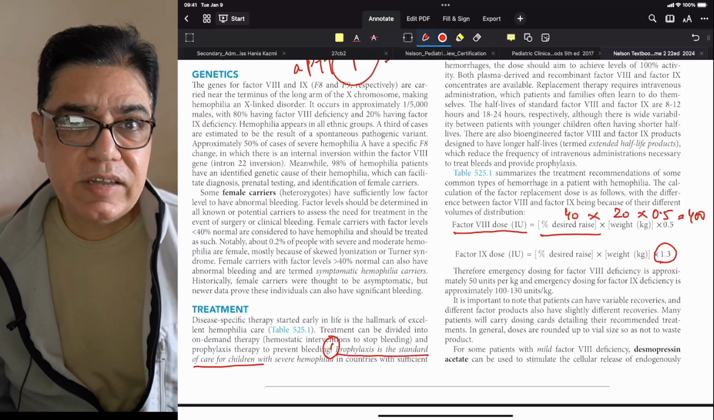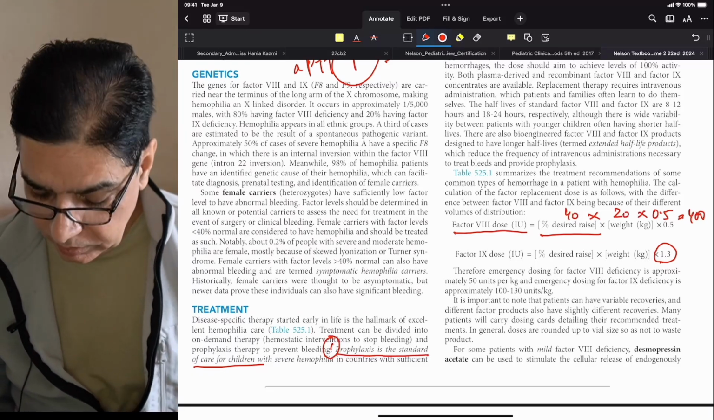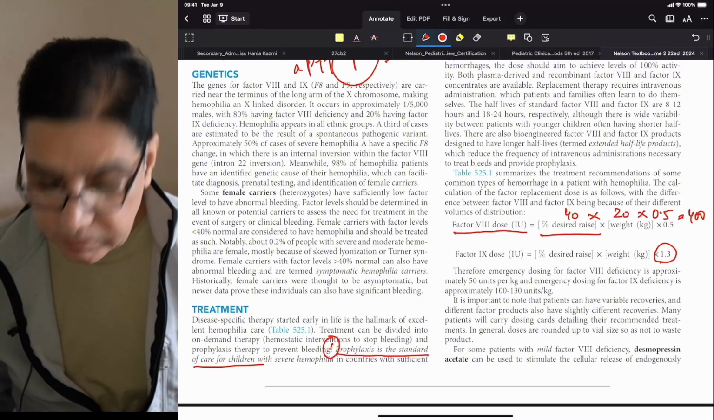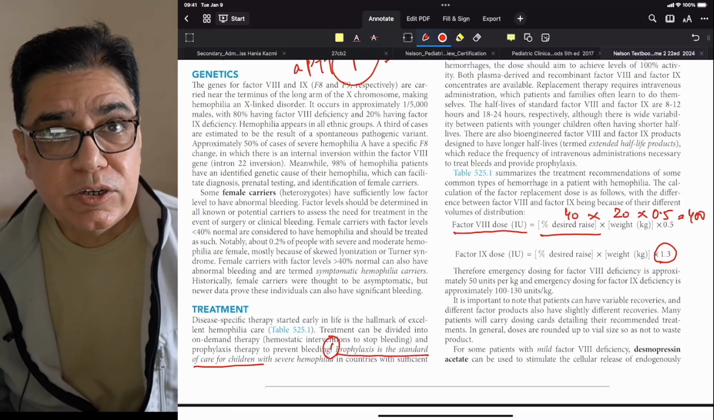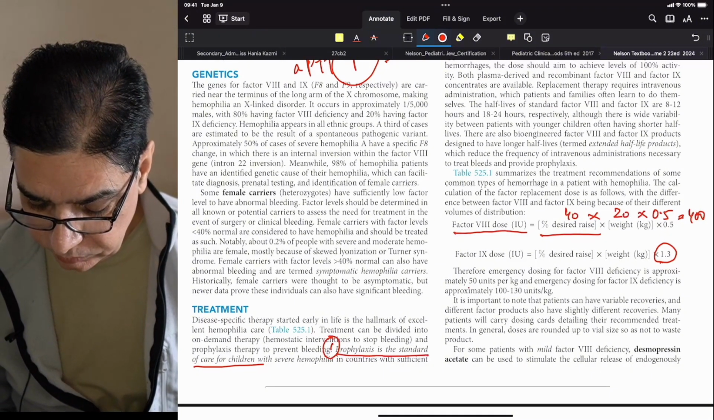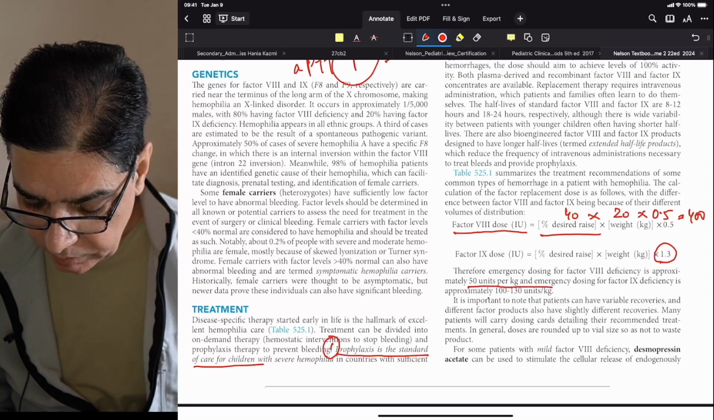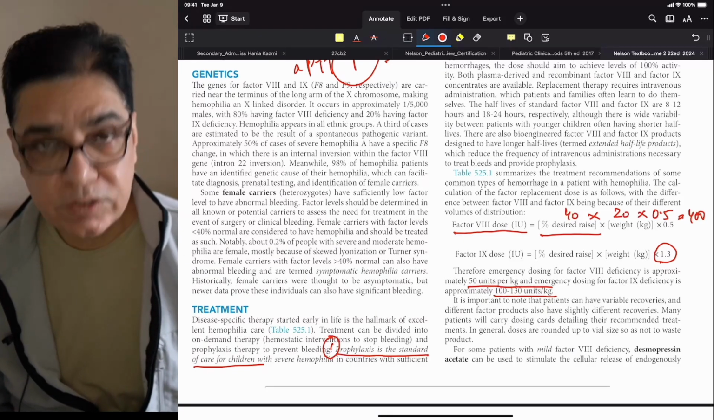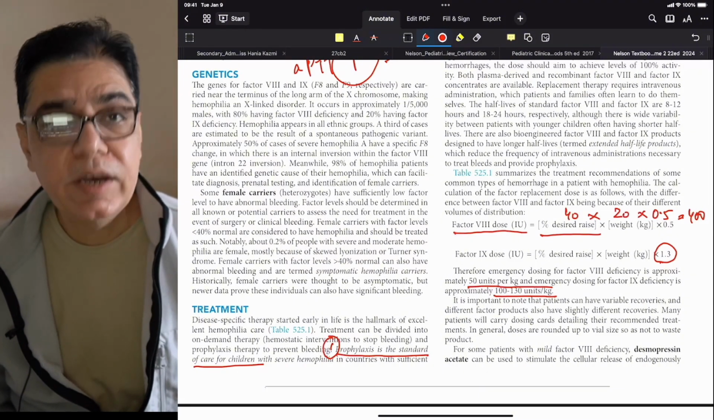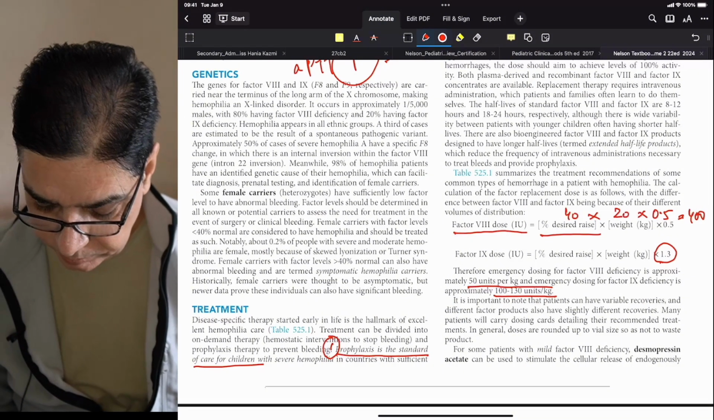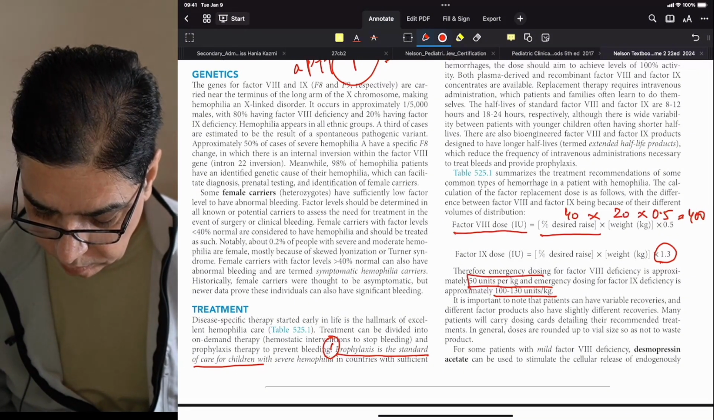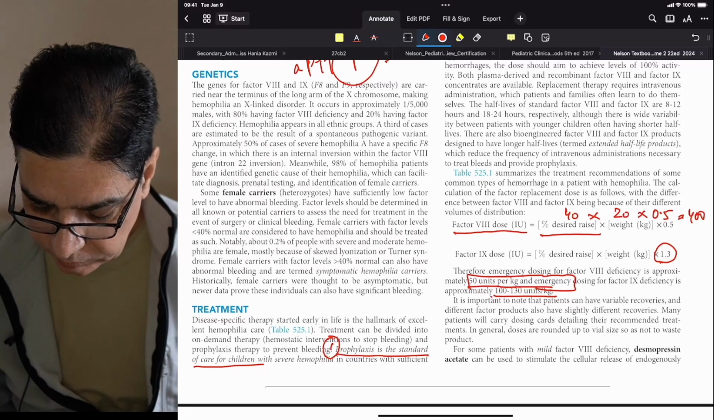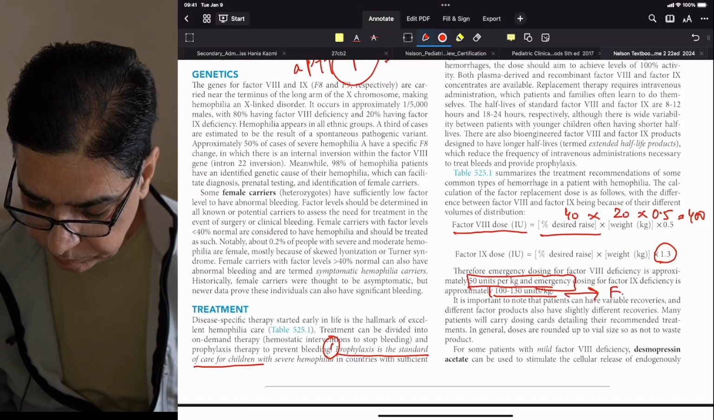and for factor 9 it is 1.3. But let's say if you can't remember this, then simply Nelson says that in an emergency the dosing for factor 8 deficiency is 50 units per kg and 100 to 130 for hemophilia B. So for factor 8 it's 50 units, for factor 9 it's 100 to 130 units. So let me write, this is for factor 8 and this is for factor 9.